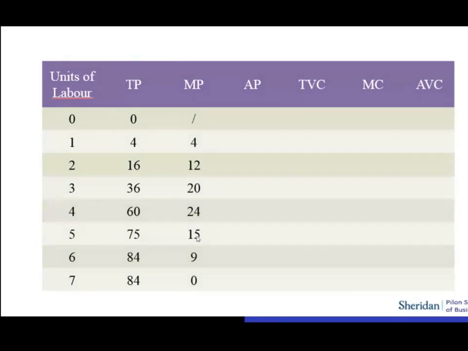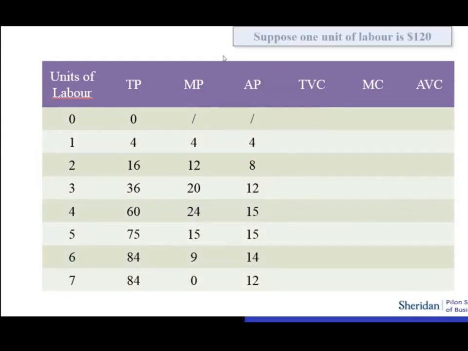So diminishing returns starts to happen after the 4th unit of labor. Our average product we calculated before was this. Here we're just taking the total product and dividing it by the amount of labor. So now we're going to add in our total variable costs. In this case, we are assuming we're just using labor, and labor costs $120.